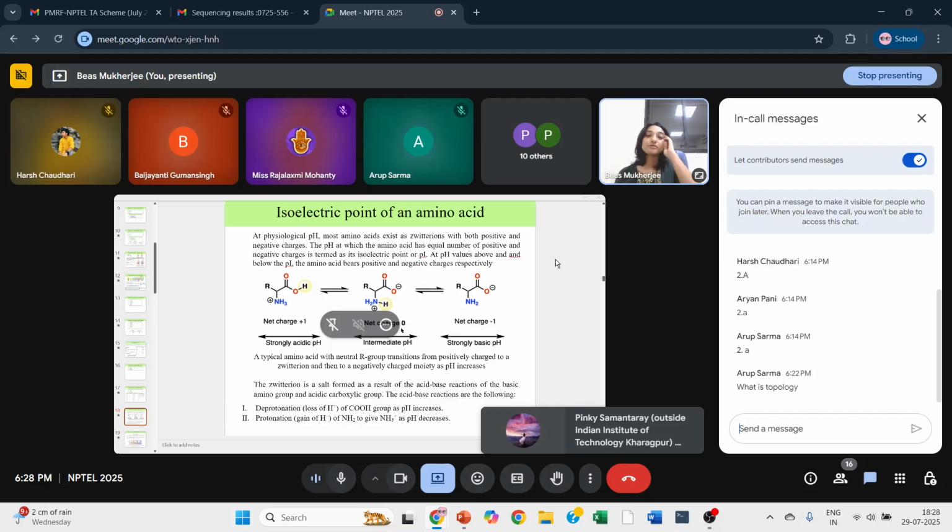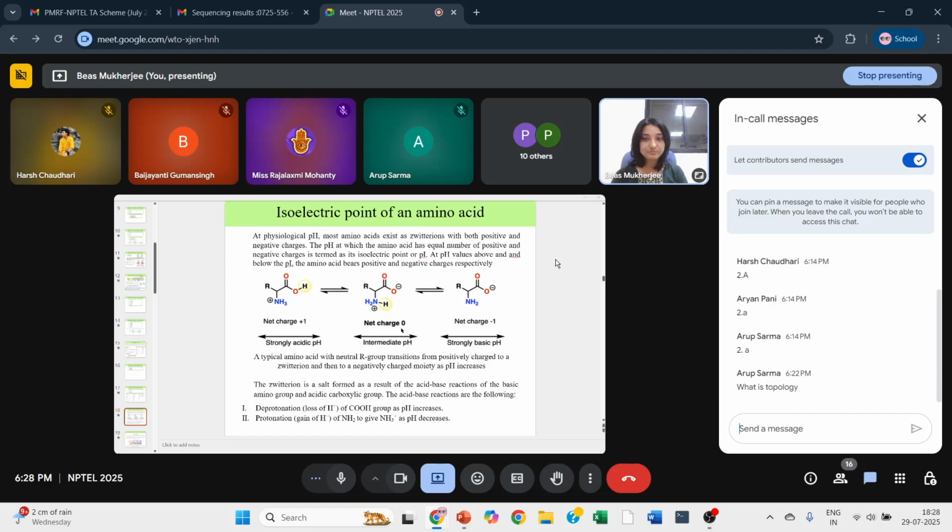Right. Okay. So we were talking about isoelectric points of amino acids. At physiological pH, they exist as zwitterions. But before the physiological pH, they are mostly positively charged, and after the physiological pH, they are mostly negatively charged. But why is that so?